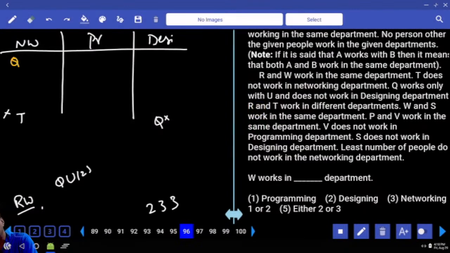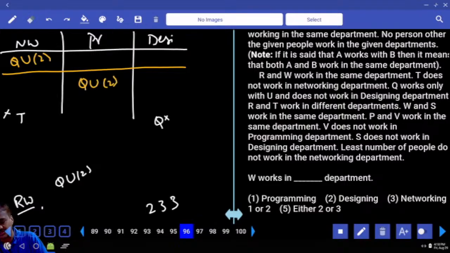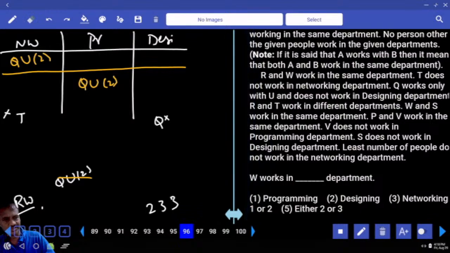Now let us start with these 2 parts. Q and you can be here, only 2 people. Or Q and you can be here, only 2 people. Now 2 possibilities we have started. Q and you 2. And T does not work here. Then, and does not work in the remaining.